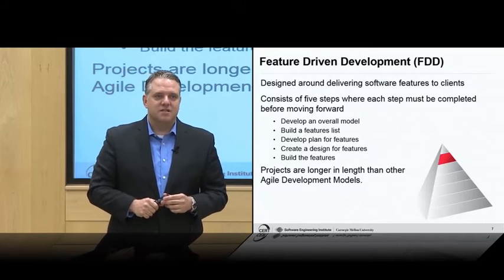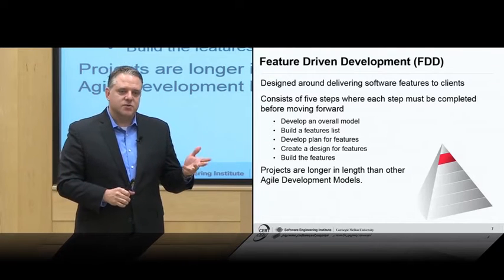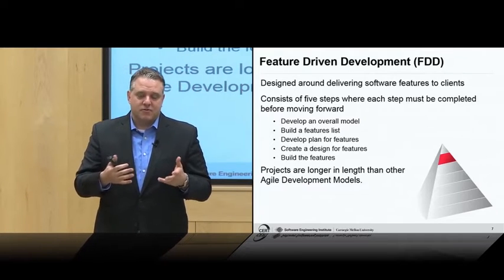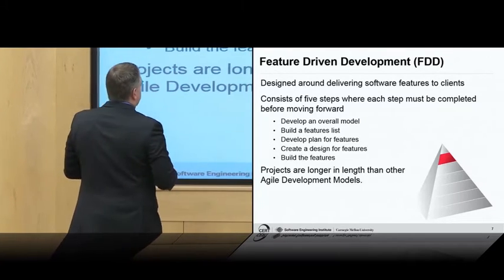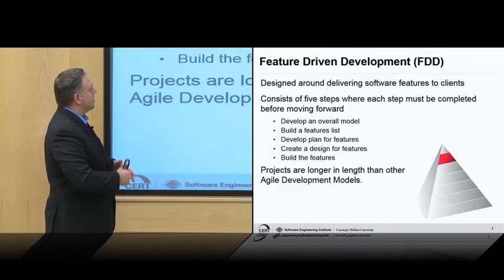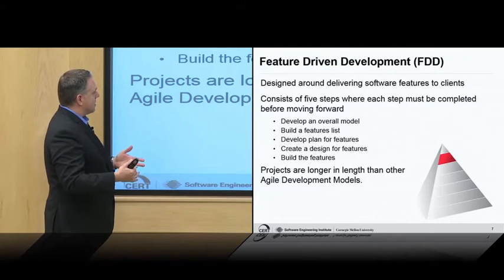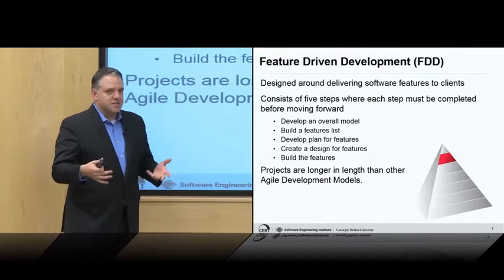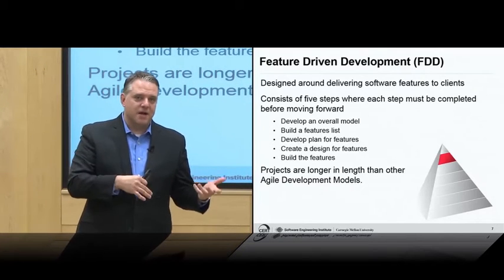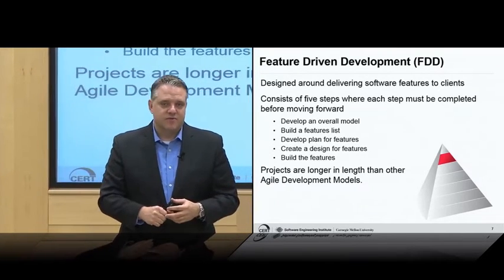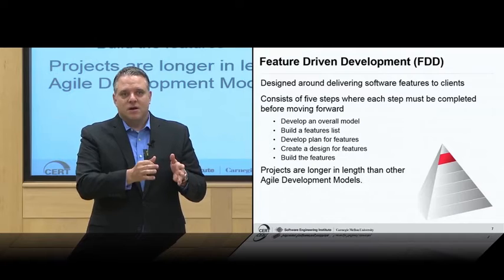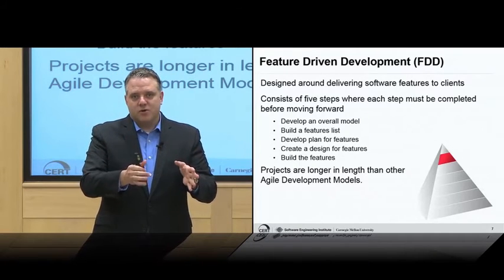With feature-driven development, this is focused, kind of like extreme programming is, around delivering features to clients. There's a 5-step model here that you can go through with what does the overall model look like, what is the feature list that we want to have, how are we going to build these features, or what is the plan for them, how are we going to design them, and then we actually build it. Some of these projects might take longer than the other methods that we've talked about if you're using feature-driven development, but at the end of the day, you're focused on, I've got a set of features that I need to deliver by a certain due date, and that's what I'm going to focus on.